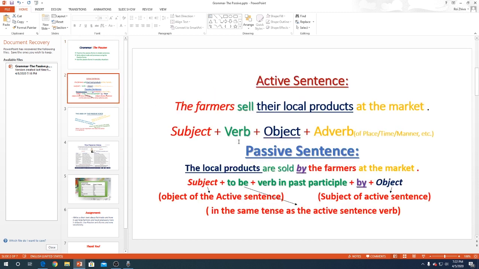Before we begin with the text, I want to explain the passive form of the verbs.